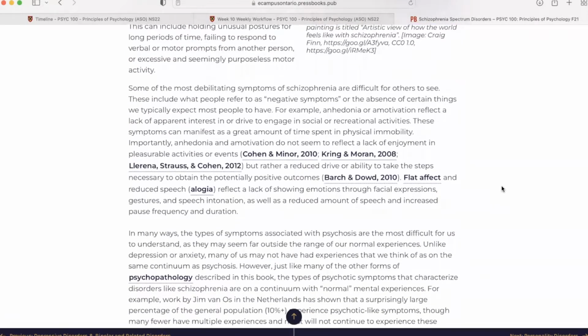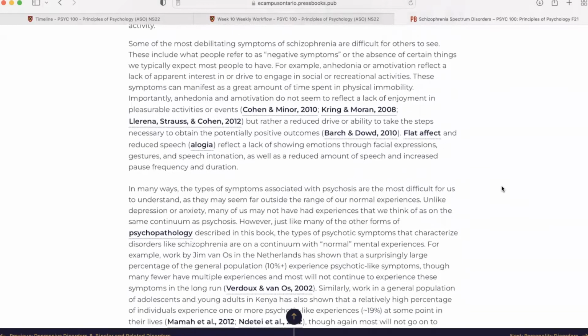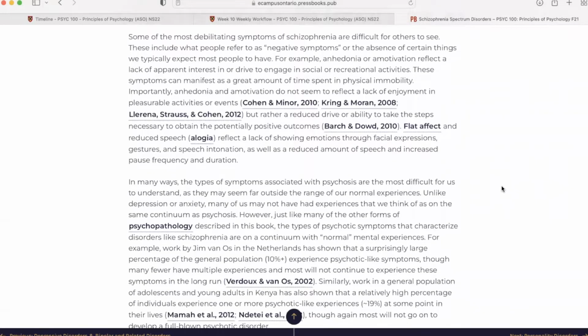Some of the most debilitating symptoms of schizophrenia are difficult for others to see. These include what people refer to as negative symptoms, or the absence of certain things we typically expect most people to have. For example, anhedonia or amotivation reflect a lack of apparent interest in or drive to engage in social or recreational activities. These symptoms can manifest as a great amount of time spent in physical immobility.